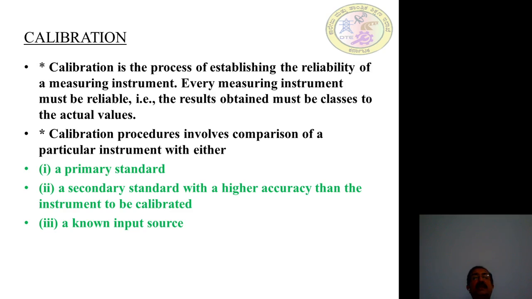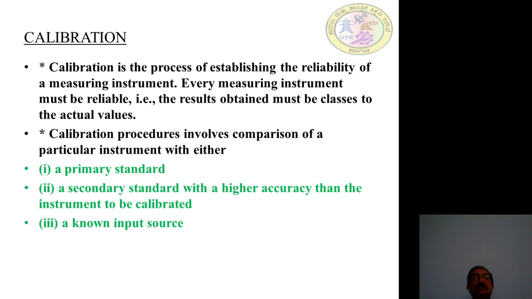For example, suppose you want to calibrate any instrument, you cannot compare it with the primary standard because the primary standard is kept in very few places. So you have to take either a secondary standard or a working standard to calibrate your instrument.